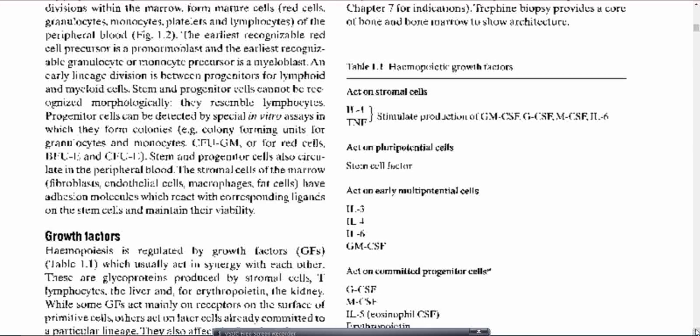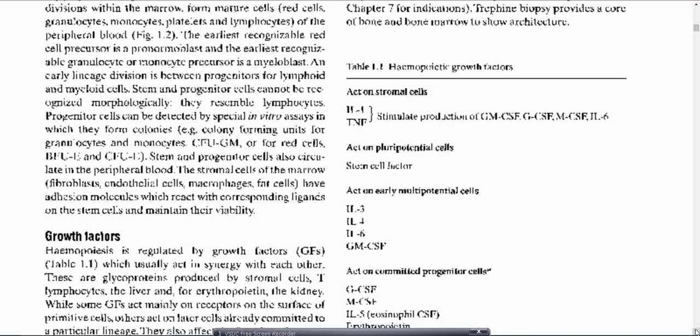We have interleukin 1 together with tumor necrosis factor. Tumor necrosis factor will combine with interleukin 1 to stimulate production of GM-CSF, which I had already told you about. I gave you the name and the description of those attributes. The one which I told you, we have granulocytes and monocytes.